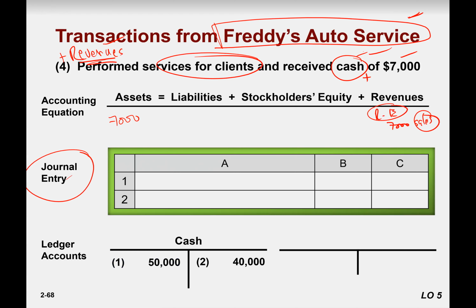So let's make the journal entry. An increase in cash means an increase in assets. An increase in assets means debit. An increase in revenue means an increase in retained earnings or stockholder equity. An increase in stockholder equity means credit. So how do we pronounce the entry here? Cash to sales, or we can use revenue.